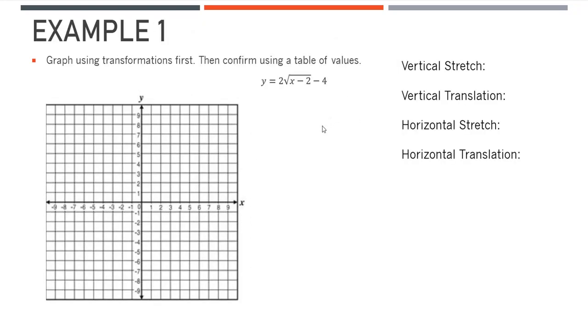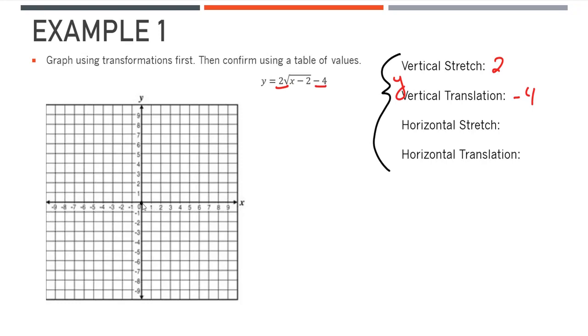Here, our first example is graph using transformations first, then confirm using a table of values. Now, I have over here vertical stretch, vertical translation, horizontal stretch, horizontal translation. It might be helpful for you to actually identify what is what to start. Some of you might want to use mapping notation as well. So for our vertical stretch, it comes from our a value, so it's 2, and then our vertical translation is -4. So again, these are both our y values. So I would apply those transformations first in one step.